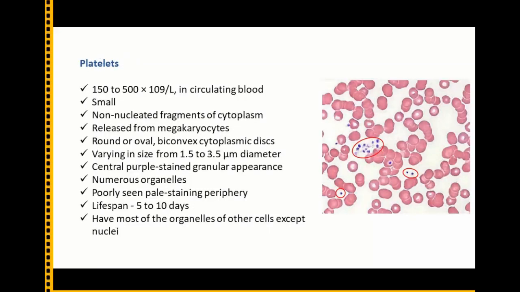Then the platelets. These are very small non-nucleated fragments of cytoplasm. They are very important in blood coagulation, and their number is very high. They are released from the megakaryocytes in the bone marrow, and they can be round, oval or biconvex. They have few organelles and no nucleus, and their lifespan can be 5 to 10 days.